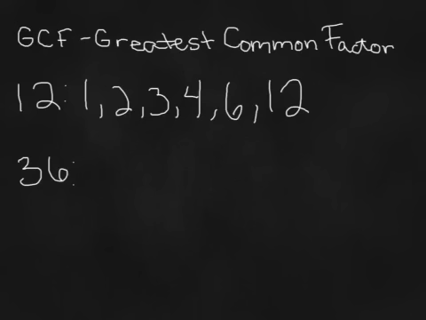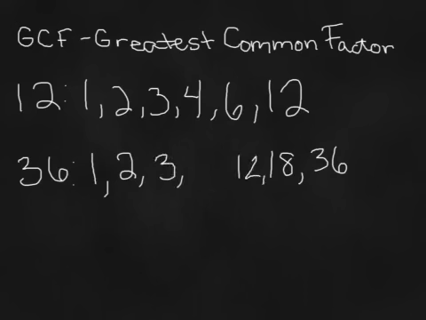All of the factors of 36 are 1 times 36, 2 times 18, 3 times 12, 4 times 9, and there's also a 6 times 6. And since we only have one number being multiplied times itself, we're just going to write the 6 once in there. Okay, so here are all of our factors for 12 and 36.